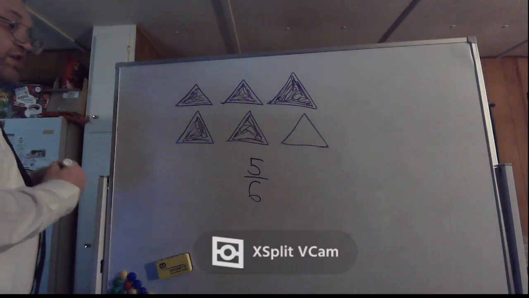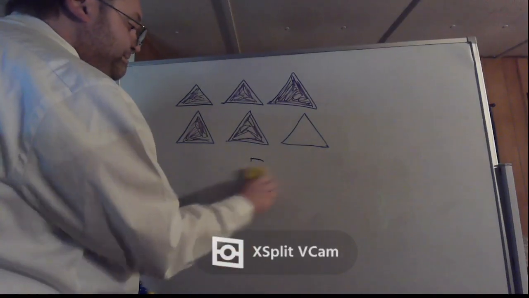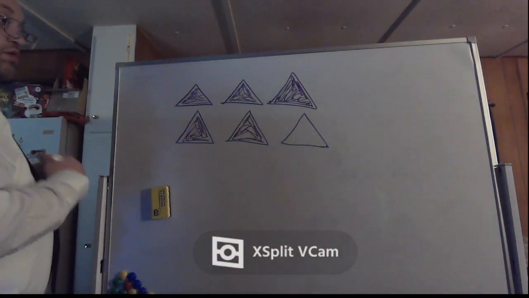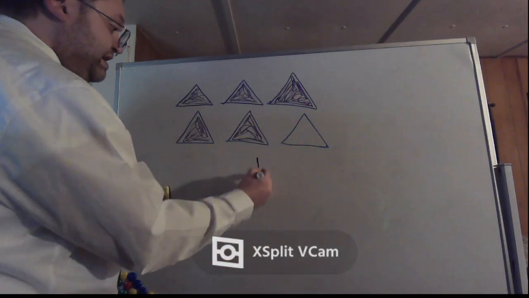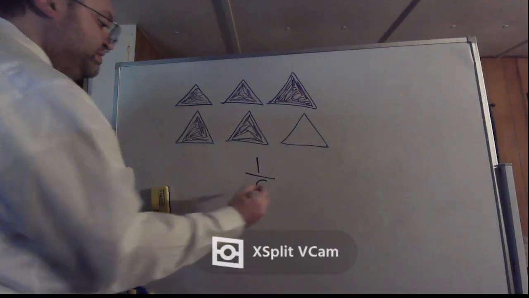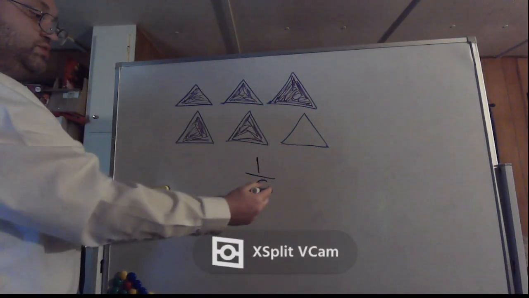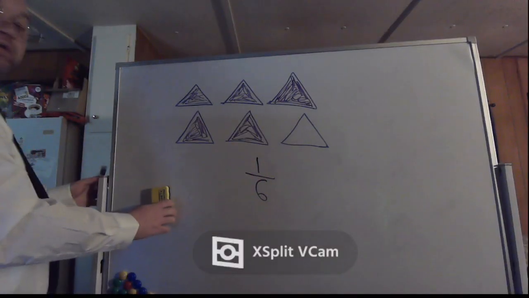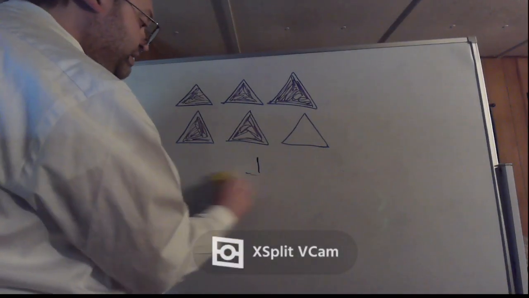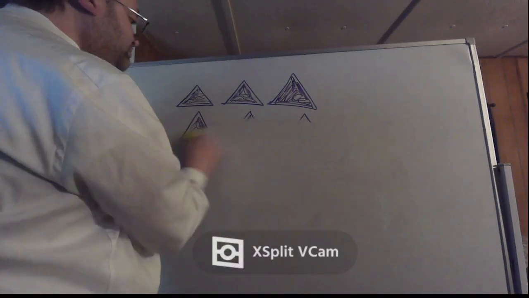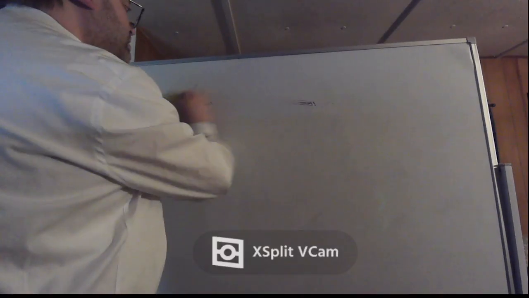Now, if we wanted to know how many are not shaded, well, we count 1 that's not. That'd be 1/6. So out of the whole set of 6 triangles, 1 of them is not shaded. Okay.